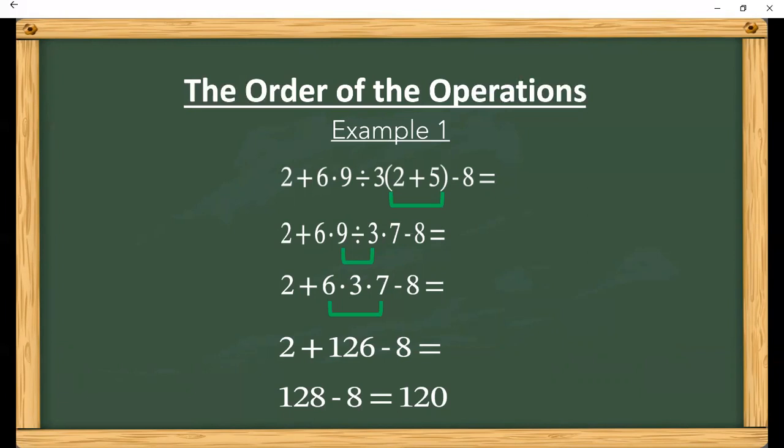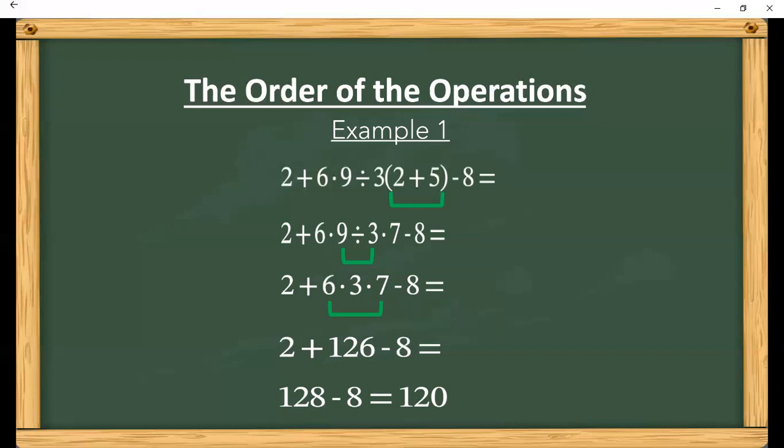According to the order of the operations, we start first from the operations inside the bracket. So we do first 2 plus 5. This gives us 7, and in the following line we have 2 plus 6 multiplied by 9 divided by 3 multiplied by 7. 7 is the result of the operation that we have inside the bracket. Okay, 7 minus 8.